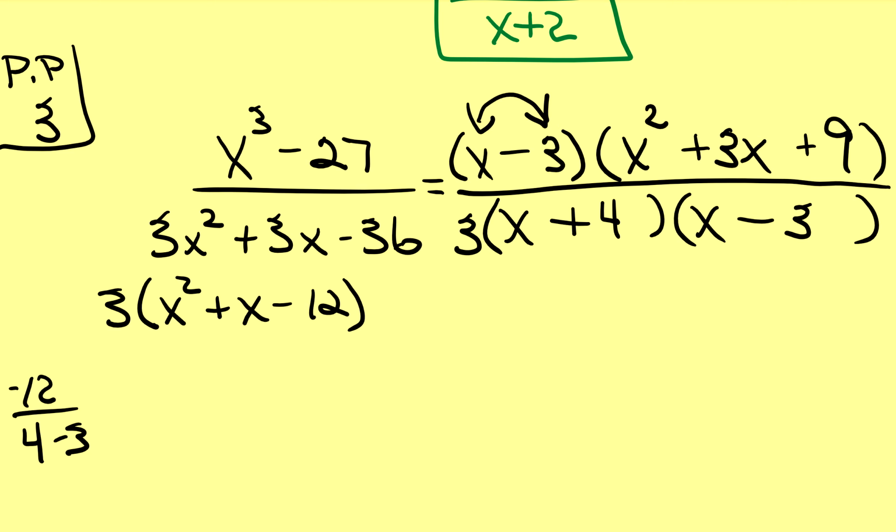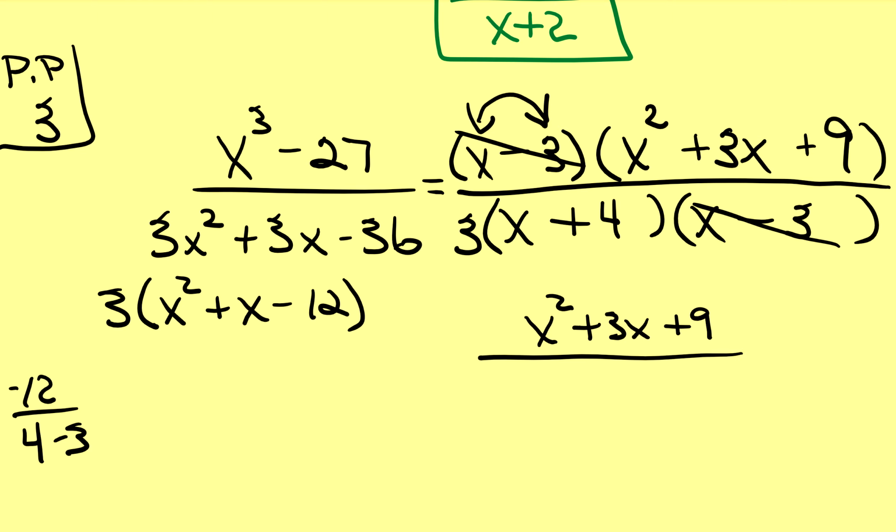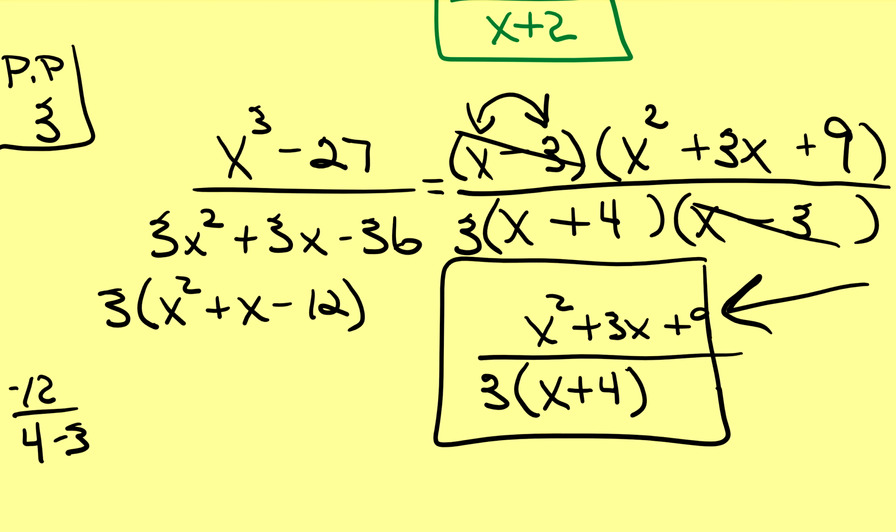Okay, everything's done. Now I've got to do my canceling. What am I going to cancel here? The x minus 3's look like they're going to be gone. What's left over is x squared plus 3x plus 9, all divided by the 3 multiplier times x plus 4. You can try to factor this, but it usually doesn't work. With that being said, that would be my final answer for practice problem 3.